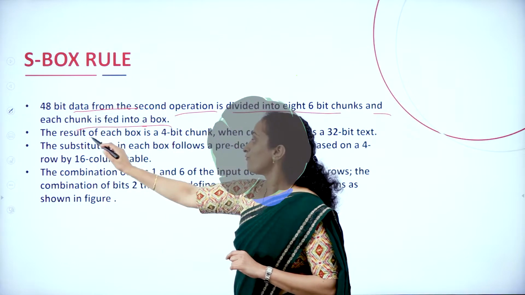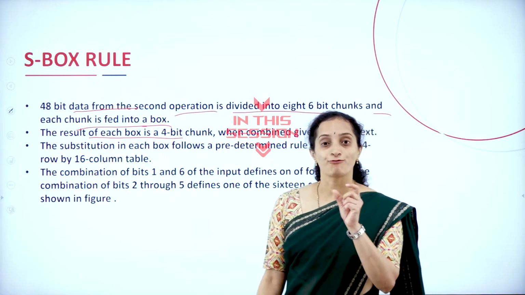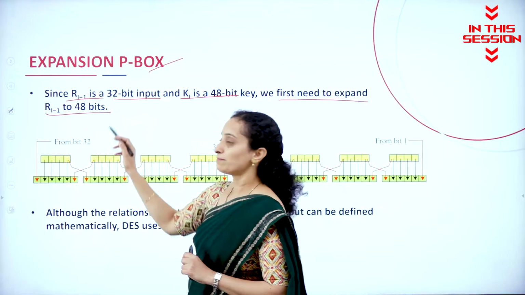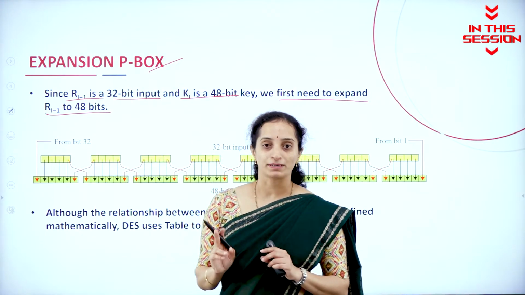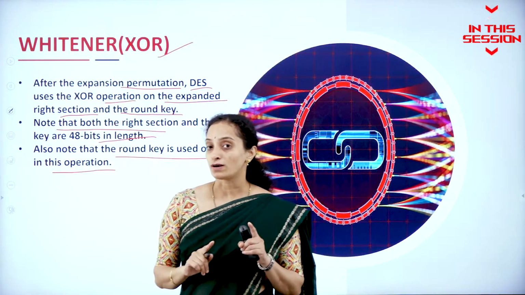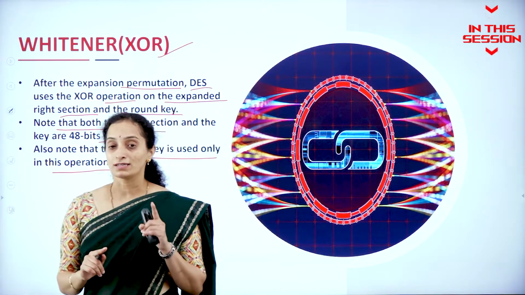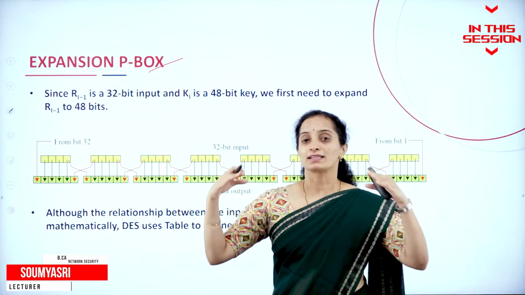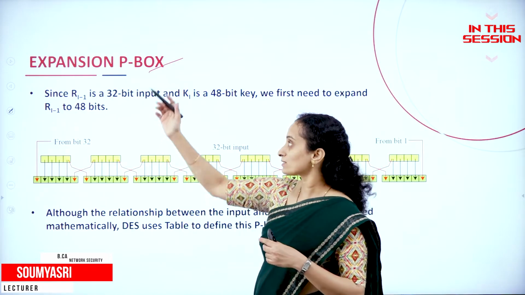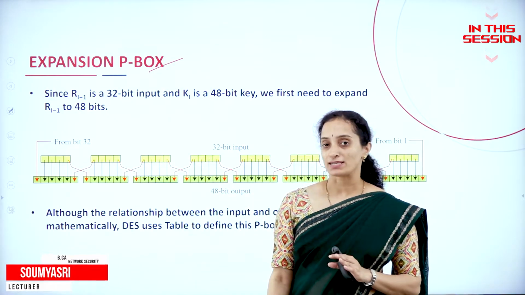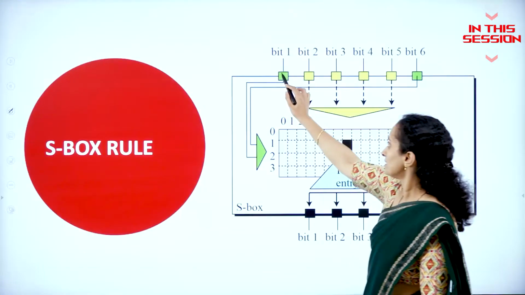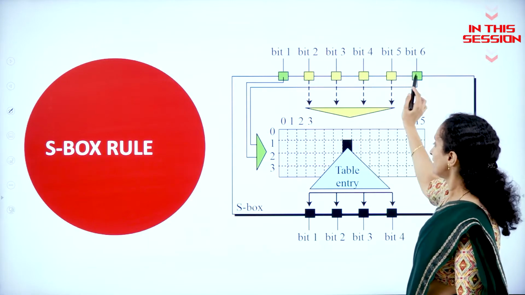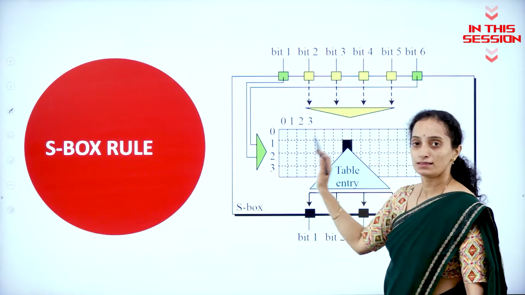The result of each box is a 4-bit chunk, Ri-1 to 48 bits, not in expansion, not in substitution, not in straight P box. Input ports, that means structure will be like this, expanded. That is why it is called the expansion P box. So this bit 1 and bit 6 represents the row.